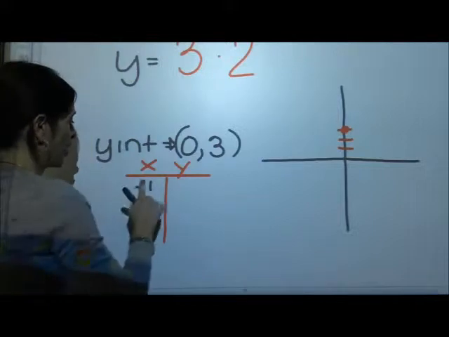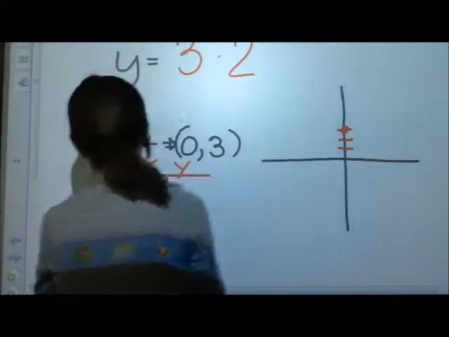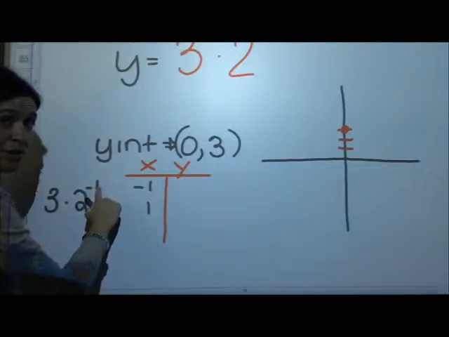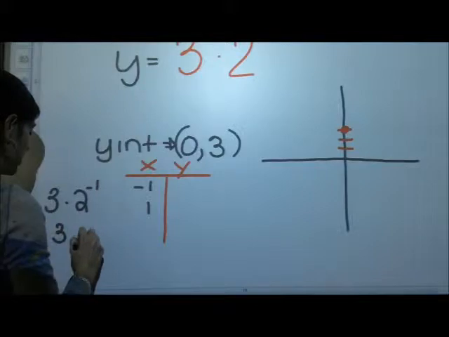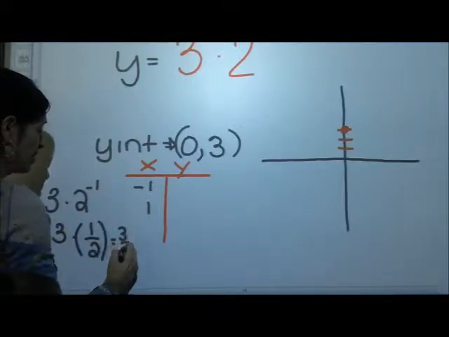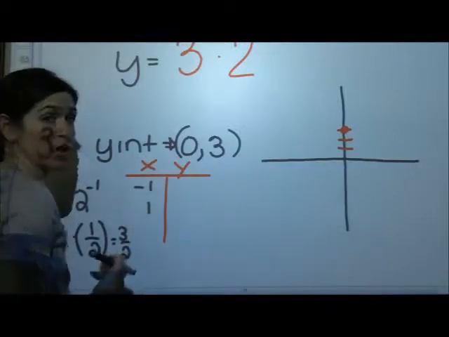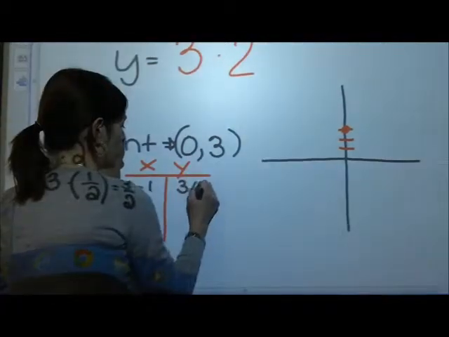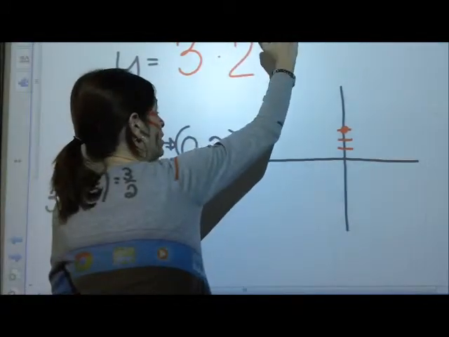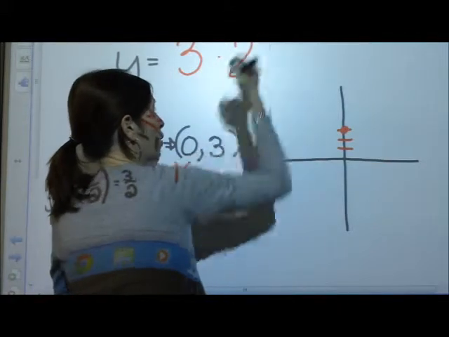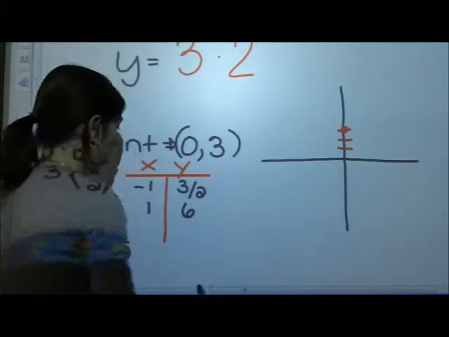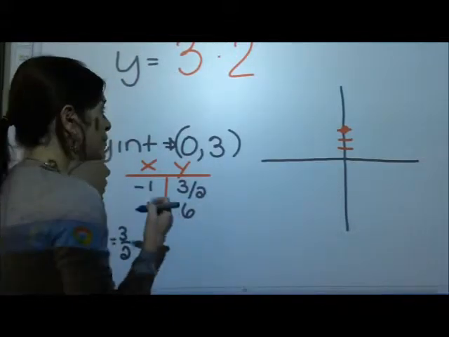Okay, if I plug in -1, I get 3 times 2 to the -1. 2 to the -1, you have to remember, is 1/2. So I have 3 times 1/2, which means 3/2. It's the same thing as doing the rule, but you're doing it directly using the table. So 3/2. All right, then I plug in 1 into the equation. I let x be 1, so 2 to the 1 is 2, and then 2 times 3 is 6. So I go to my graph and I plot those points.